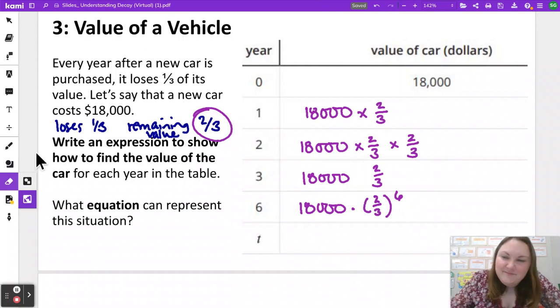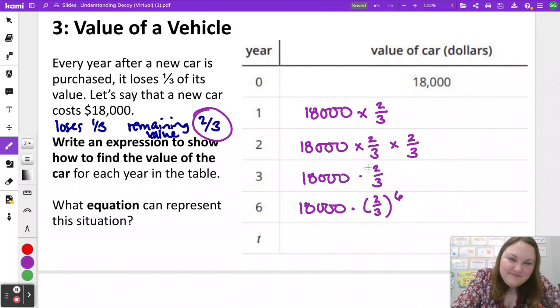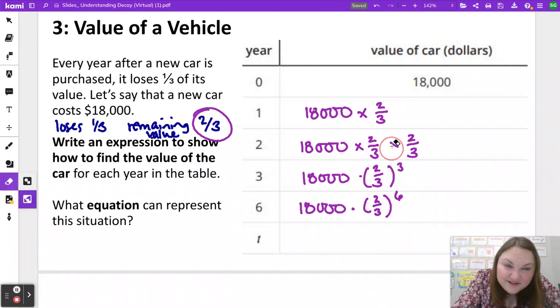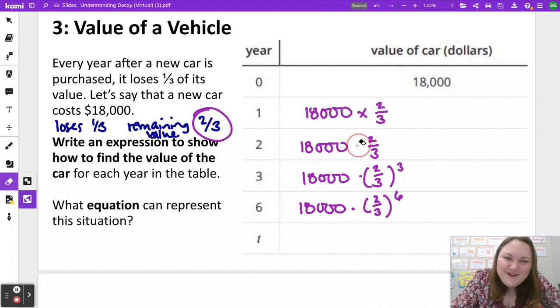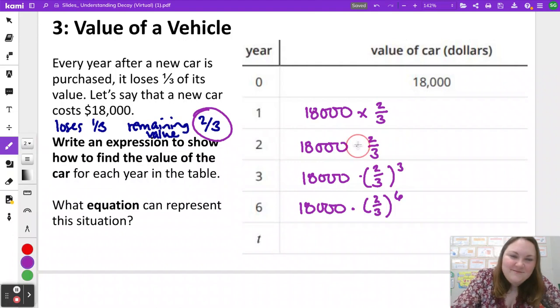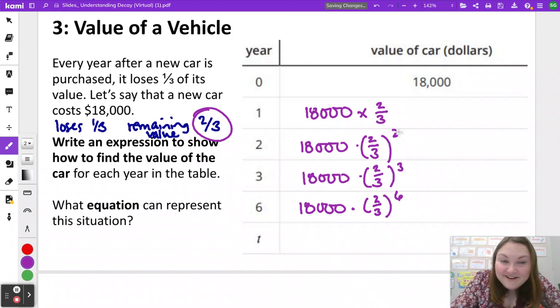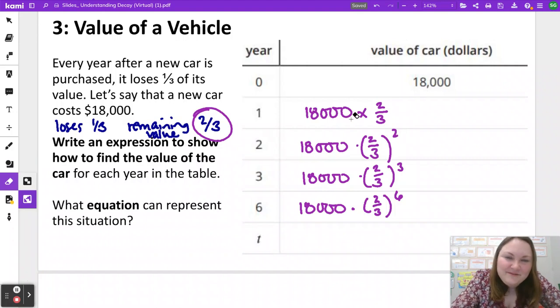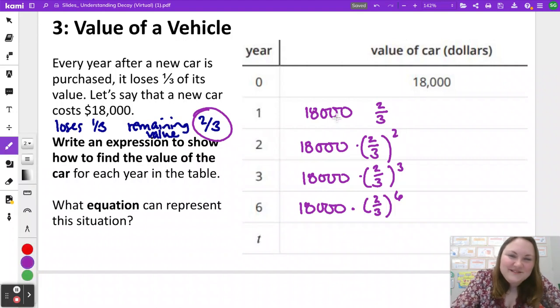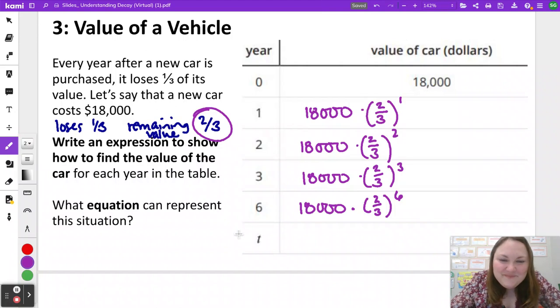This one here, I'm multiplying by two-thirds to the 3rd power, or two-thirds cubed. For year 2, I'm multiplying by two-thirds to the 2nd power, or two-thirds squared. And then here I can even rewrite this one. I'm multiplying by two-thirds to the 1st power, which means just multiplying it by 1 time.